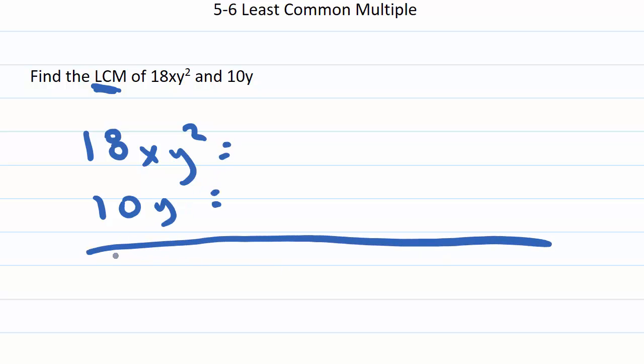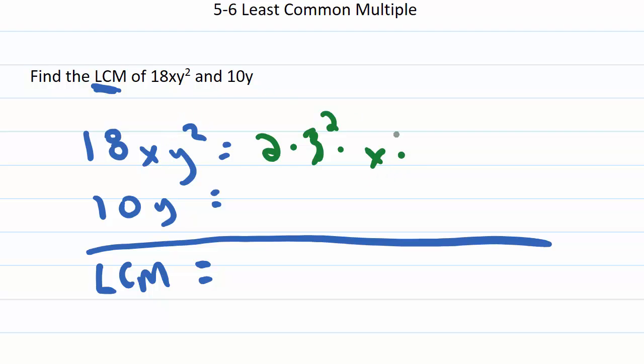And my LCM is going to be the product of the highest number of factors in each column if I line them up properly. So what is 18 times x times y squared if I break it down into its factors? Well, 18 is 2 times 9, which is 2 times 3 squared times x times, and there are my factors of y. There are 2 of them multiplied together, so I'll leave it in exponential form and say y squared. Okay, now what about 10y? Well, 10 is 2 times 5. Now I'm going to cram 5 in here because I don't want it to fall under the 3 and I don't want it to fall under the x, times y, and I'll put that there.